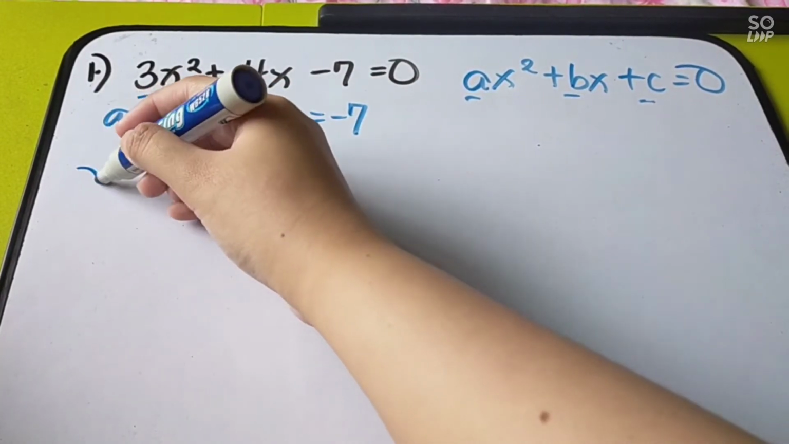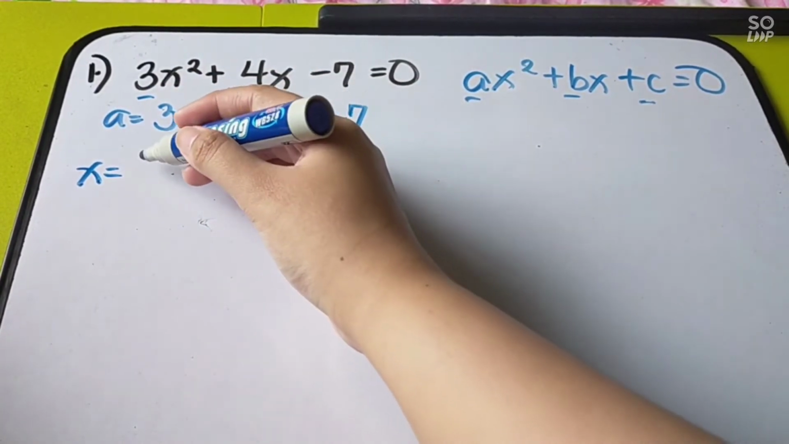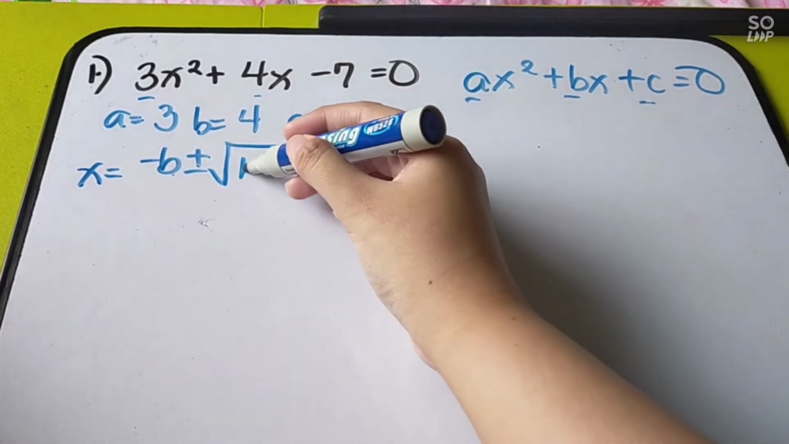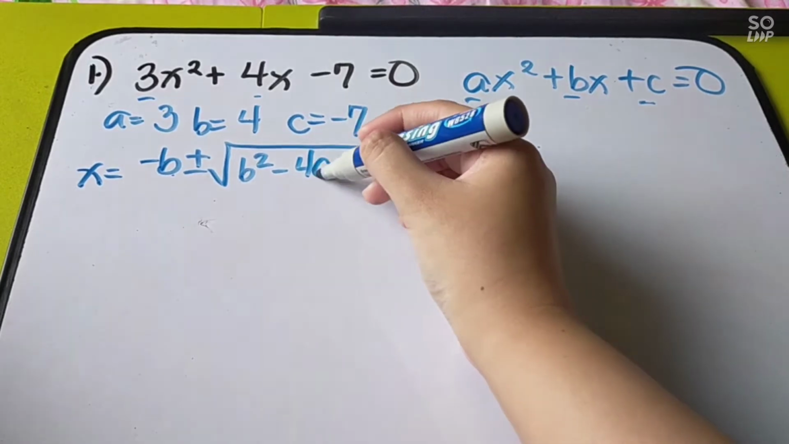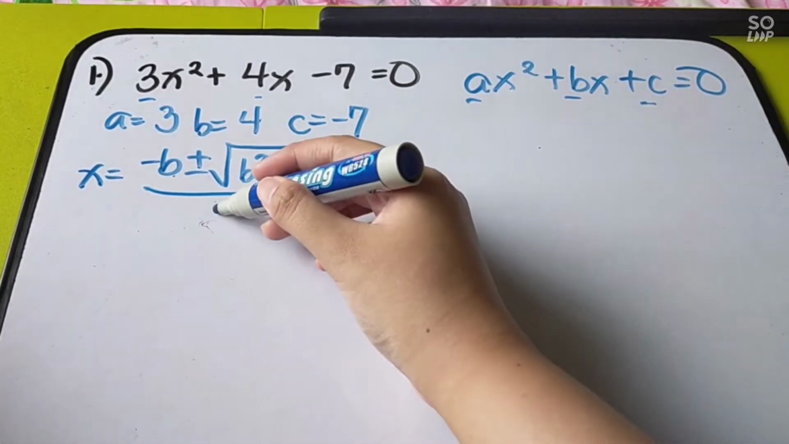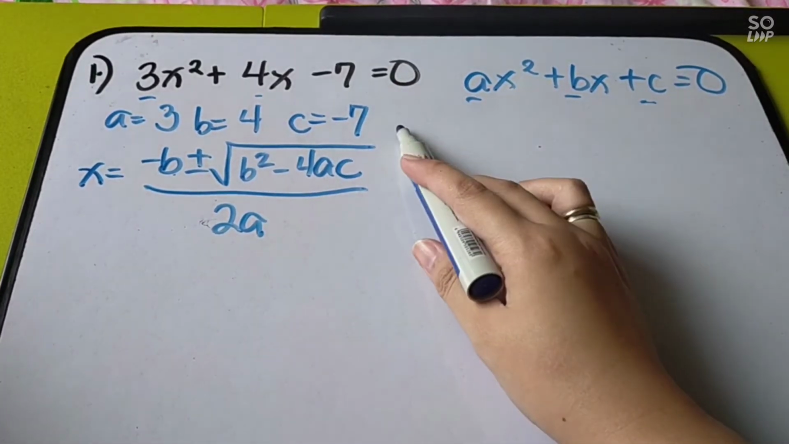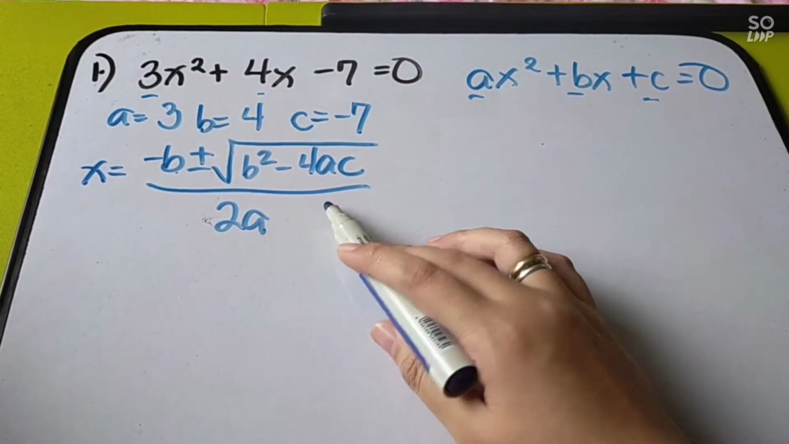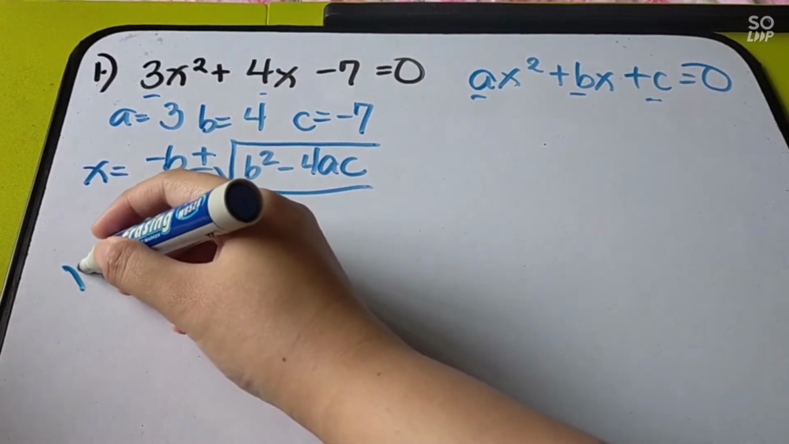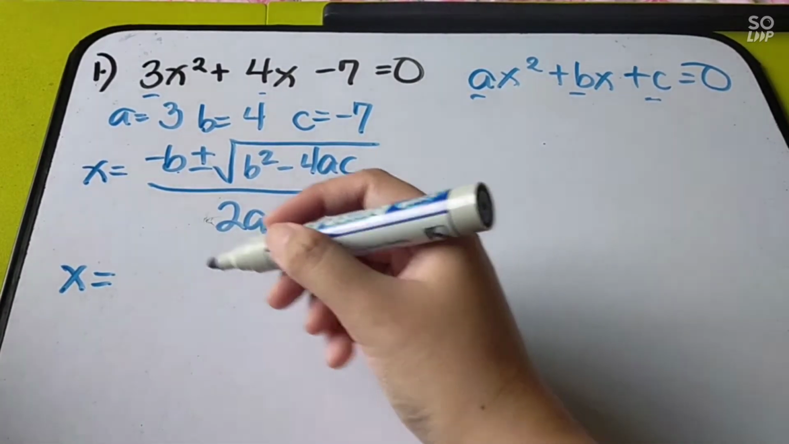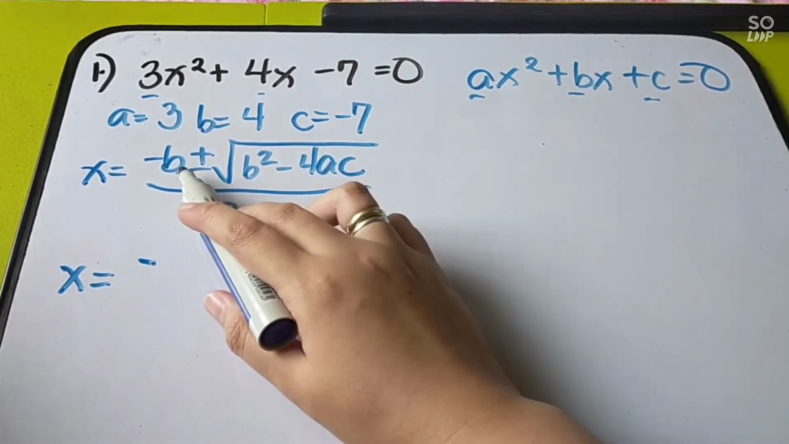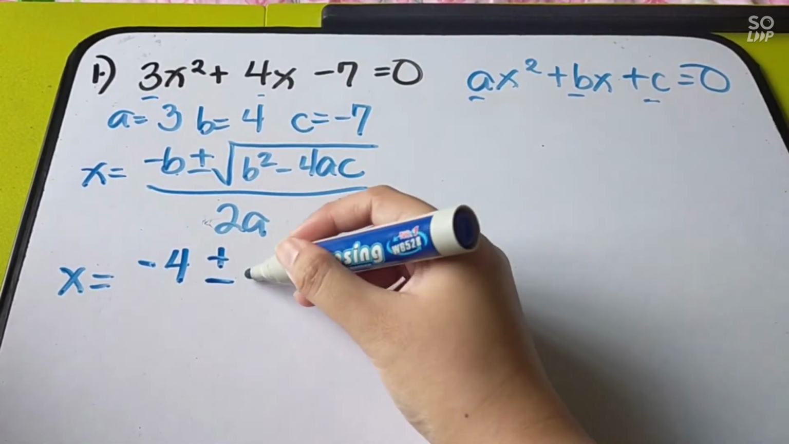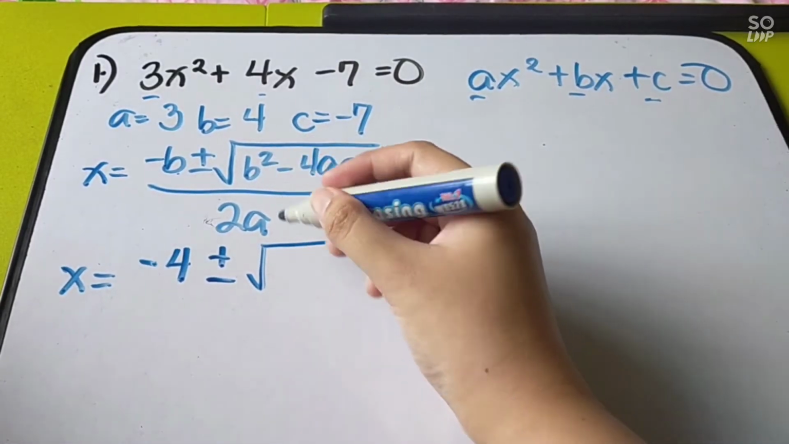Ang formula natin is x is equals to negative b, positive negative square root of b squared minus 4ac all over 2a. So, pag alam mo na si A, B, and C and formula, substitute mo lang yung A, B, and C mo sa given formula mo. Just copy x is equal to negative. What is your B? We have here 4. Just write here 4.